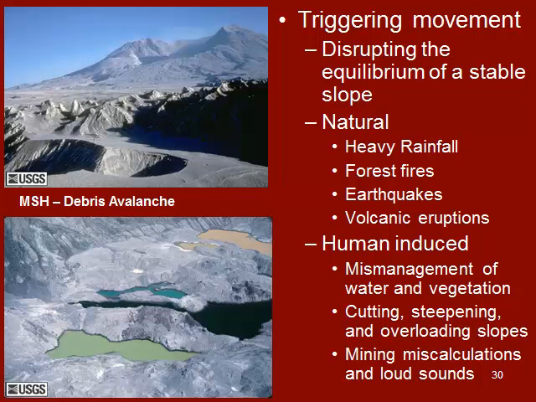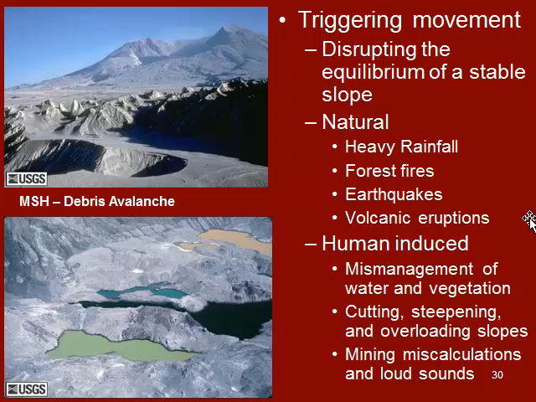Triggering movements, I talked about heavy rainfall, forest fires, earthquakes, and also volcanic eruptions can be a major trigger to these mass wasting events. An example is Mount St. Helens, which had a huge debris avalanche where a bunch of material slid down as the volcano was erupting and deposited all this debris out in the surrounding area.